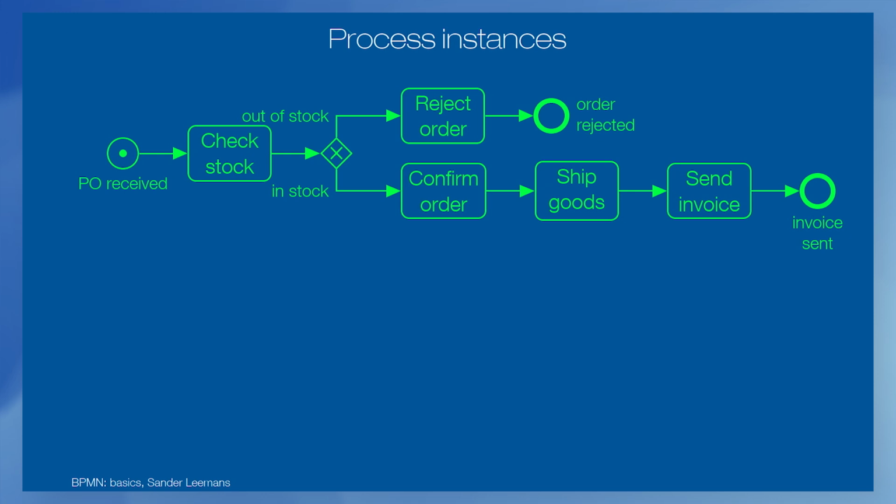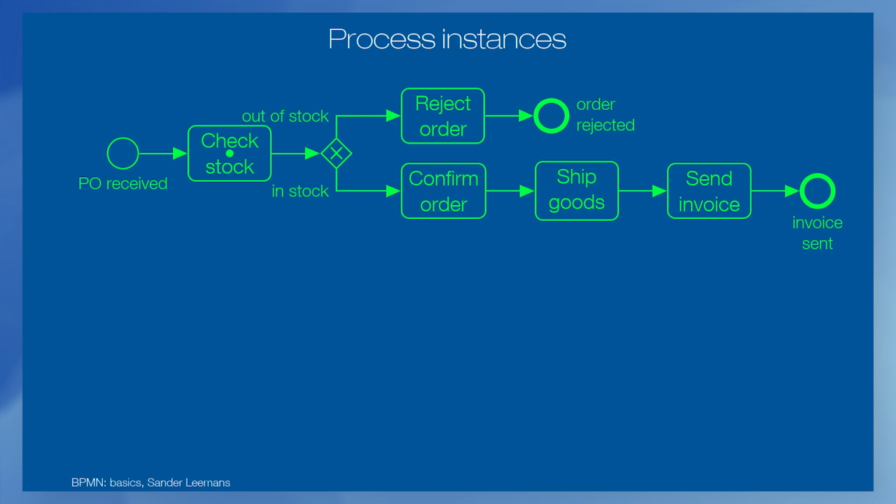Another purchase order comes in. Again, the environment puts a token into a copy of the process model. In this case, let's say it's green. And this process starts executing. The start event has a token and forwards that token onto the sequence flow towards check stock. Check stock starts and is being executed. Somebody is checking whether all the items are there.